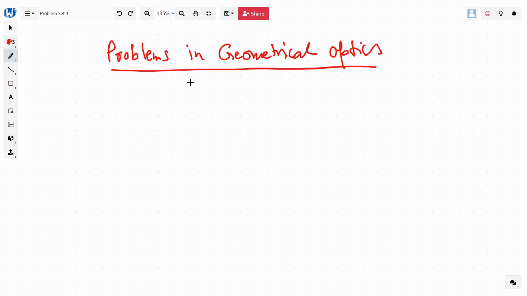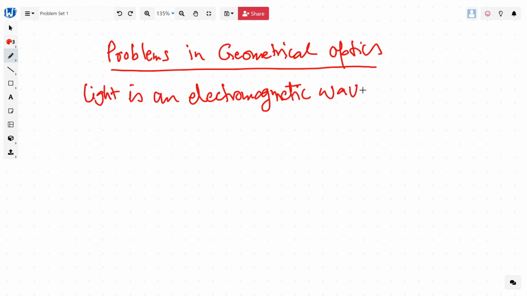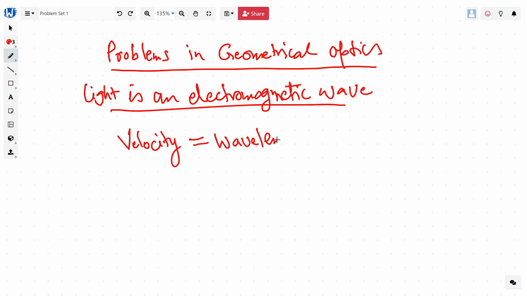So the first concept we want to borrow from modern physics is about the relationship between velocity of light, frequency and the wavelength. As we were discussing Huygens principle, we realized that light is an electromagnetic wave. So its velocity is equal to wavelength into frequency.